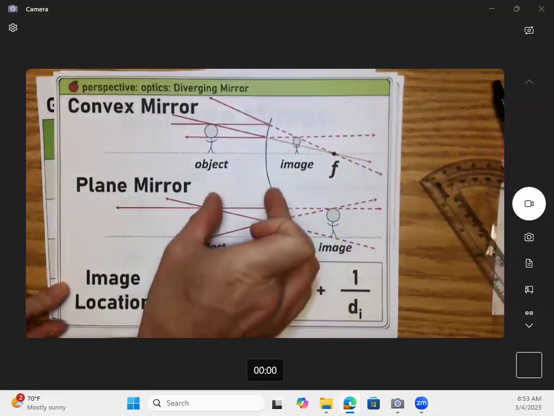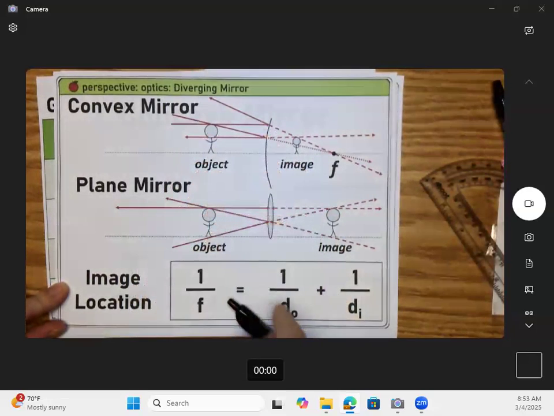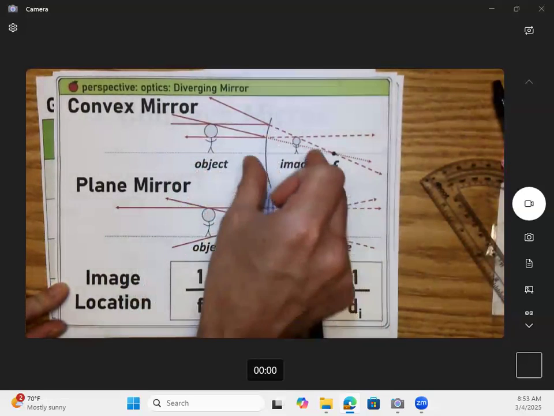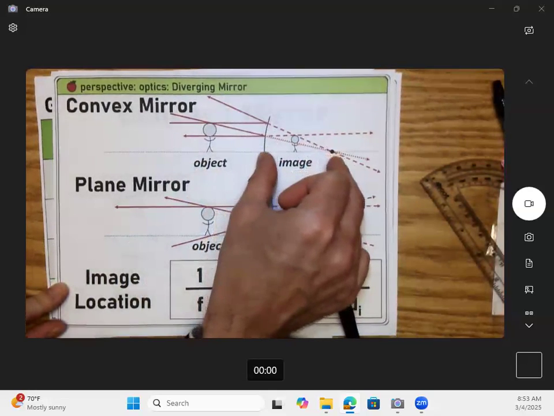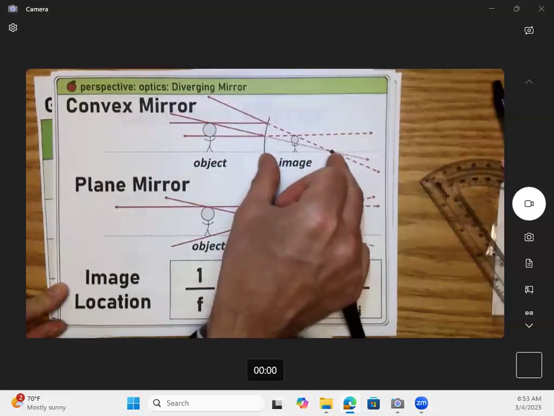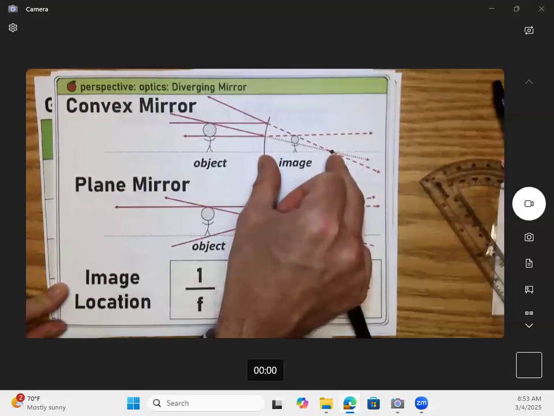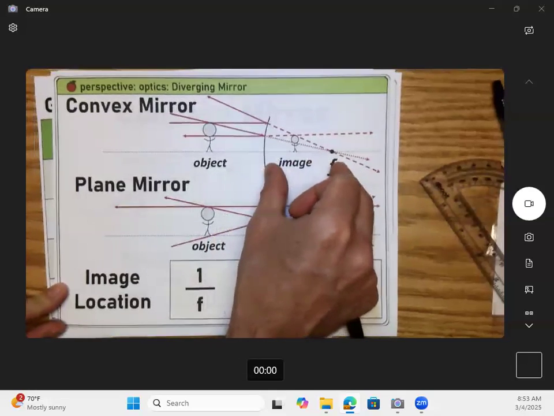So the object distance is the distance from the object to the surface. I'm always going to have that as a positive value. Now the image distance, maybe that's what we're solving for. It's where does the image show up? And the focal distance? Well, for the curved mirror, it's easy to see. It's this distance right here, so we're going to measure that. Now that's going to be negative because it's on the opposite side from the object.